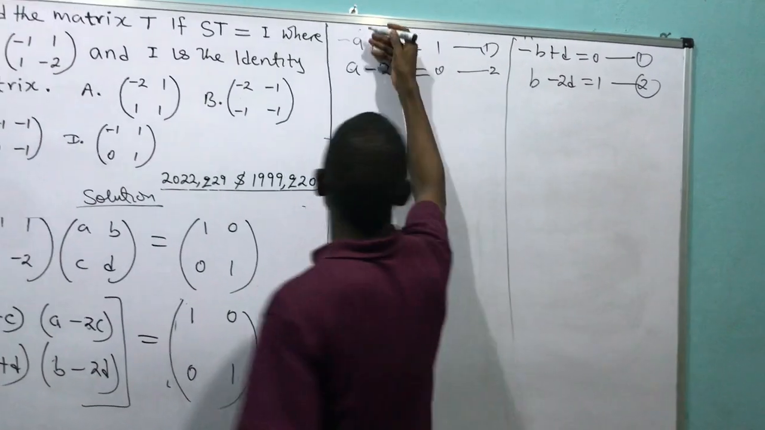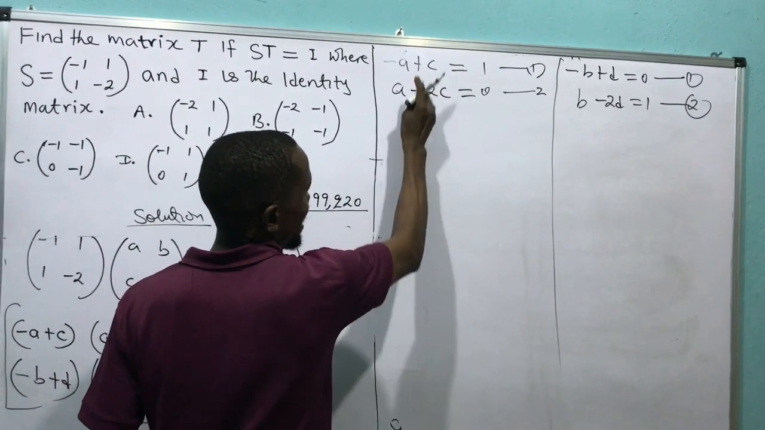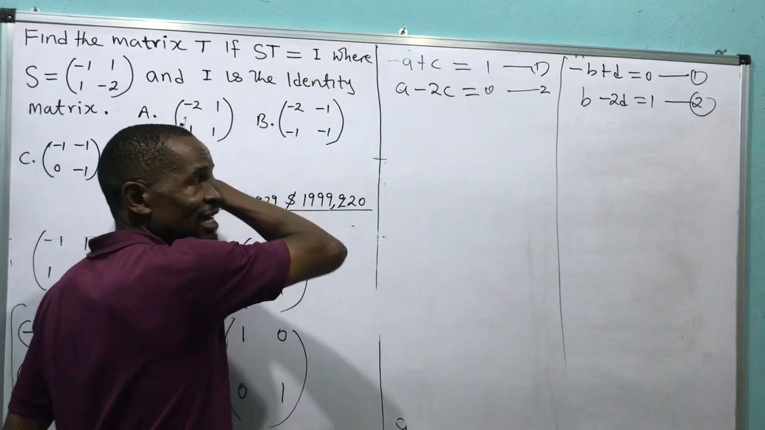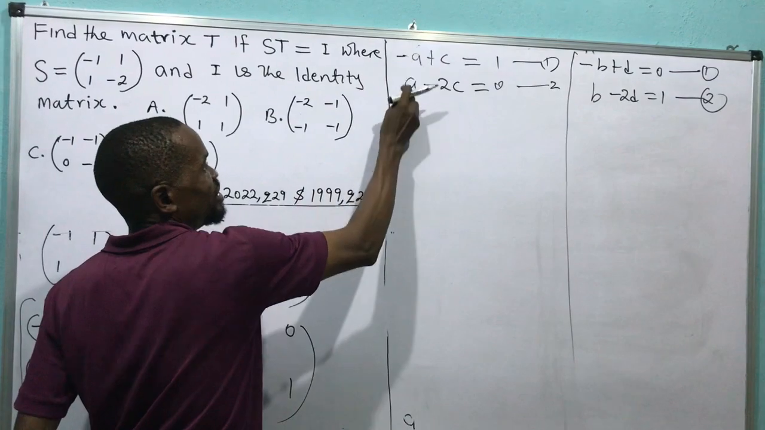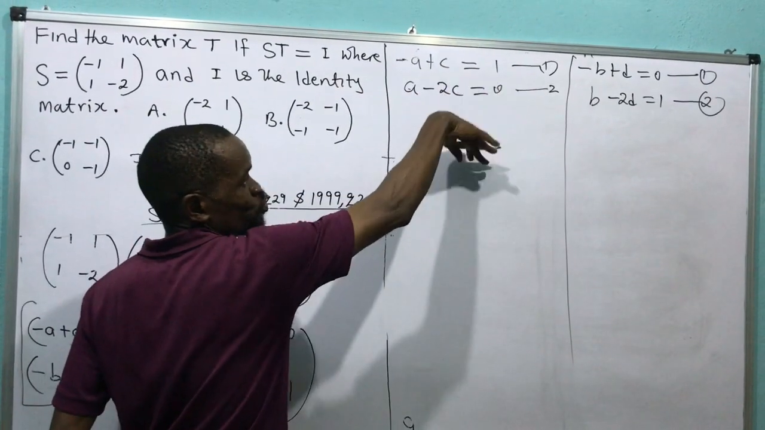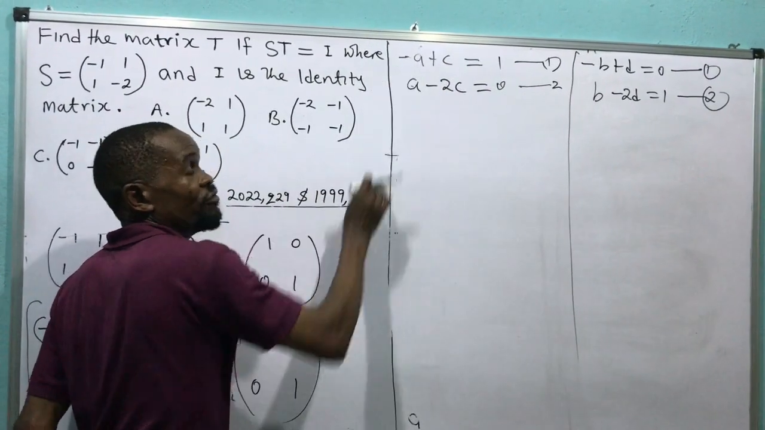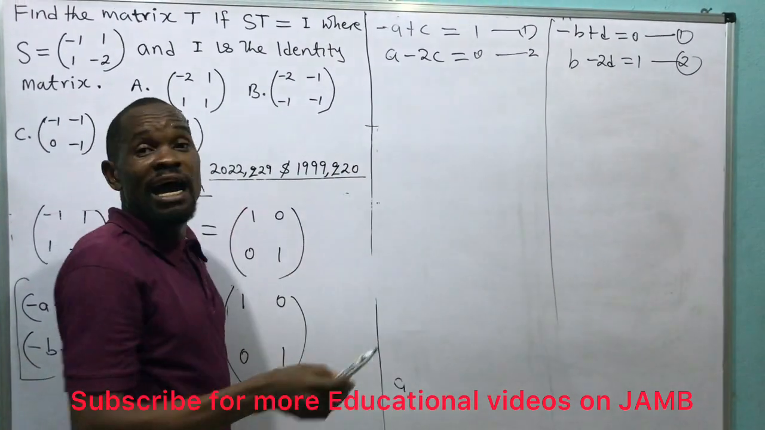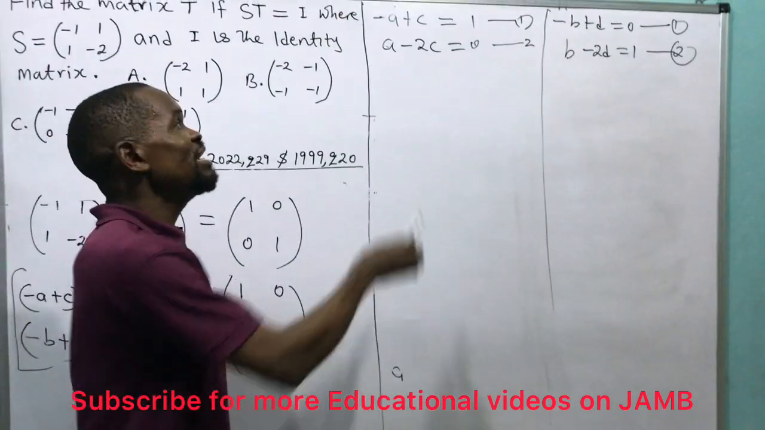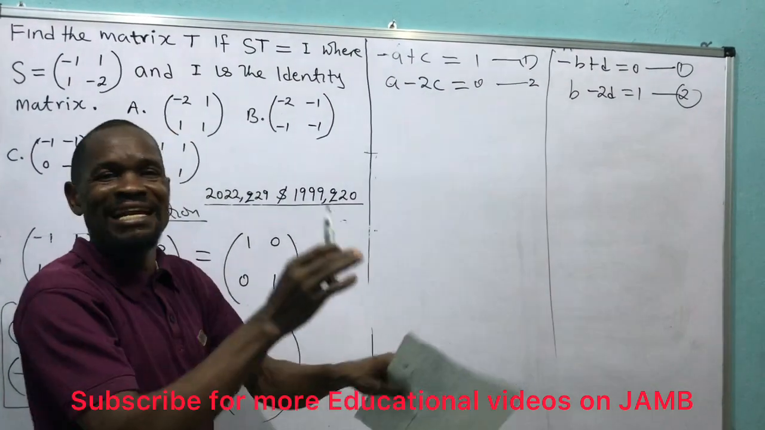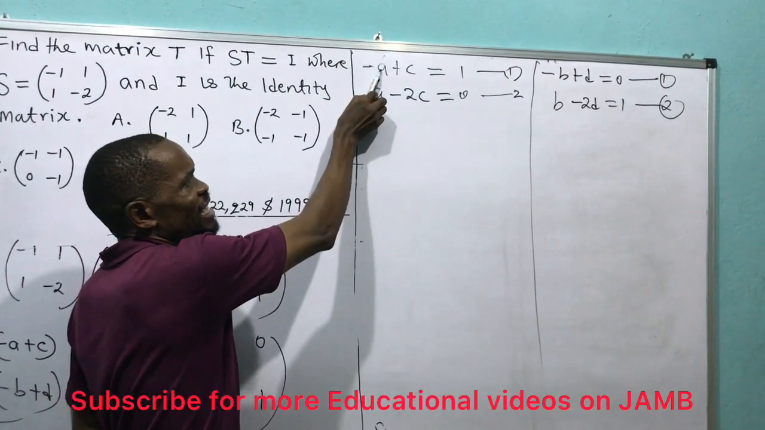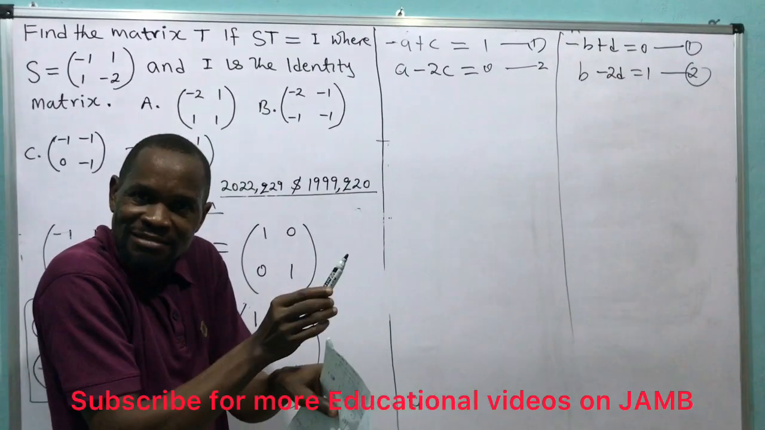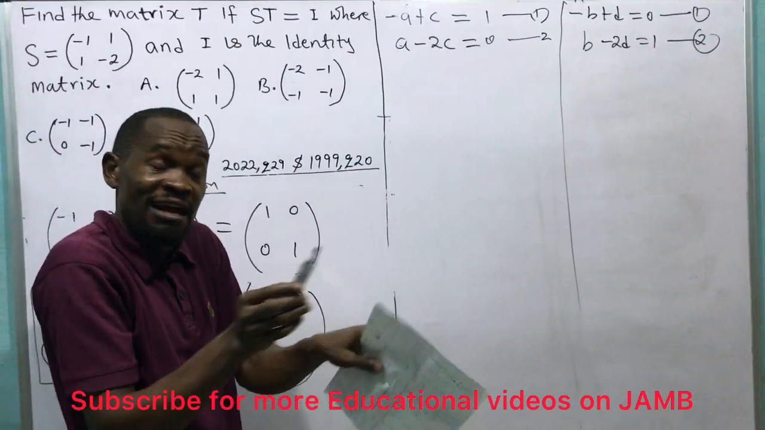Adding the two equations, this is minus, this is plus. I have to eliminate A. Since this is minus A and this is A, I have to add these two equations together. If what I want to eliminate is of the same sign, I subtract them. But if they are of different sign, I add them. What I want to eliminate is A, and they are of different sign, so I have to add.